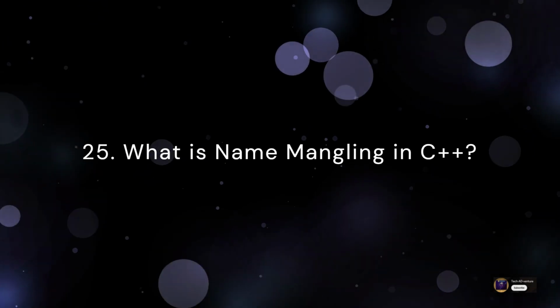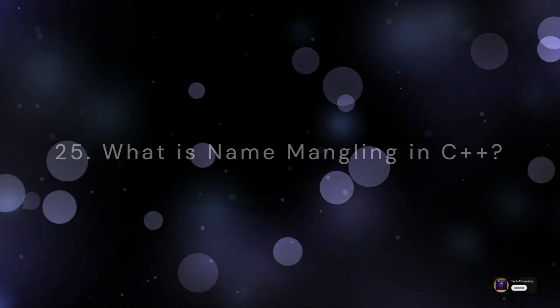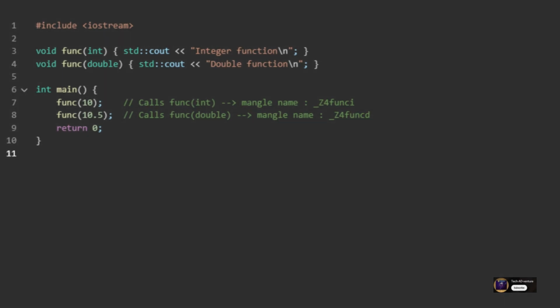25. What is name mangling in C++? Name mangling in C++ is a process used by compilers to generate unique names for each function and variable. This is done to support function overloading and avoid name conflicts. Name mangling ensures that each function or variable has a unique identifier in the compiled code.